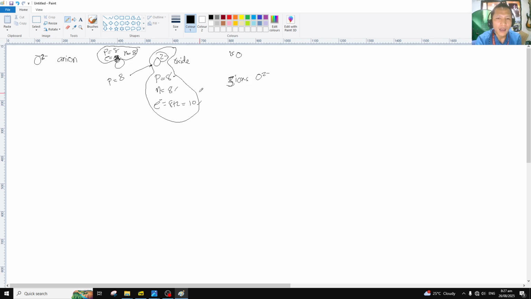If 5 ions of oxide, so 5 times 8, that would be 40. If 5 ions of oxide, 5 times 10 electrons, that would be 50. So write down your answers.